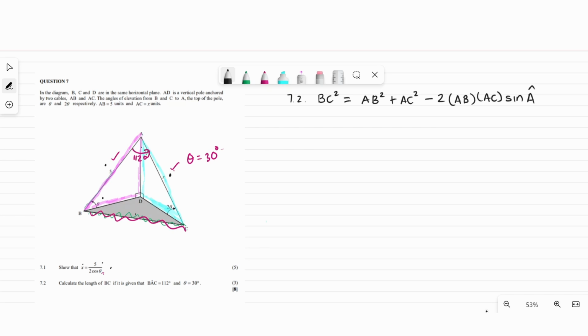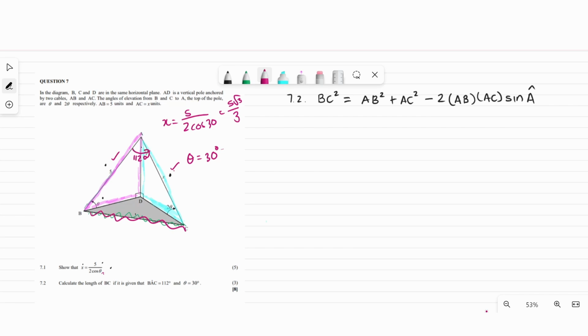First, let me solve for x, which is this side. I'm going to do it in pink. x is equal to 5 over 2 cos 30 degrees. Put that into your calculator. You're going to find it as 5 root 3 divided by 3. So that's going to be your x.